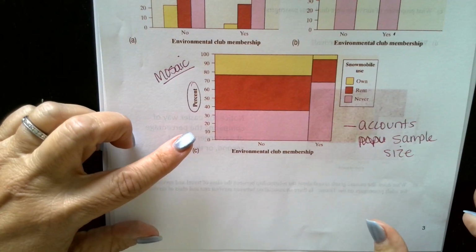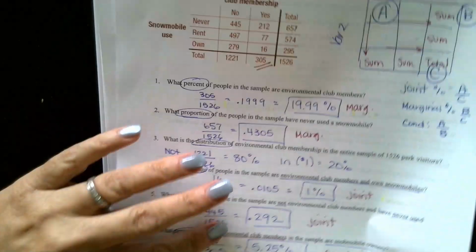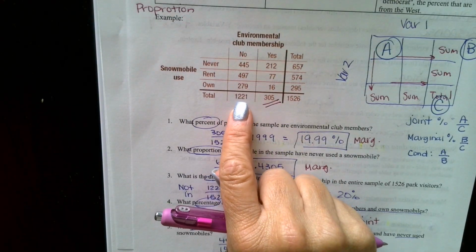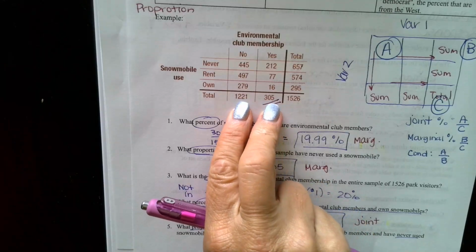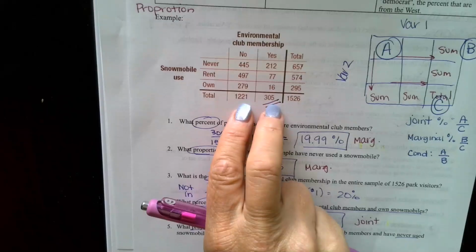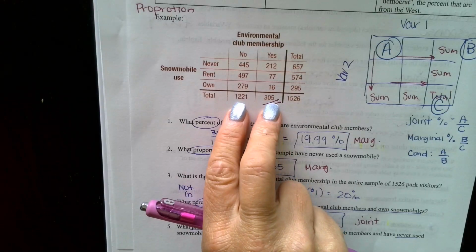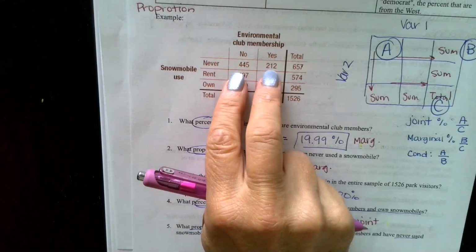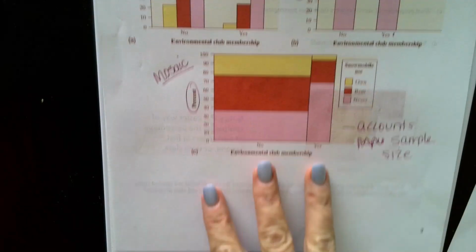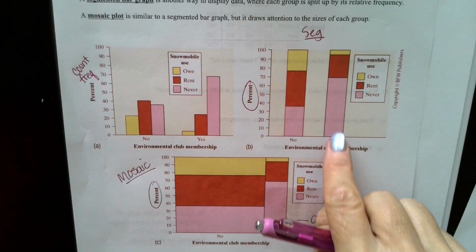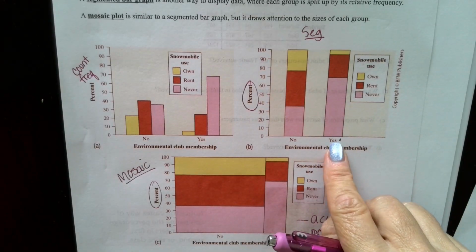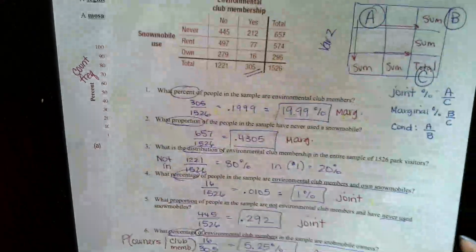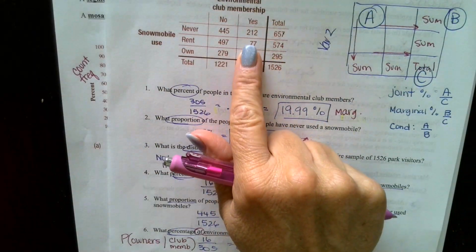So if we go back to our table, we have 1,200 people that are not members of the environmental club, and we have 305 members of the environmental club. Well, we have 4 times as many non-members. And so if we look at the amount of people that have never been on a snowmobile, when we looked at just a segmented bar graph, we said, well, the majority of the people are part of the environmental club and have never been on a snowmobile. When we look at the data here, we get the values of how many people that really is.